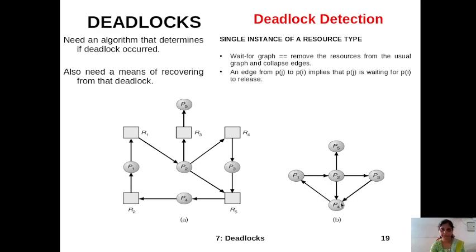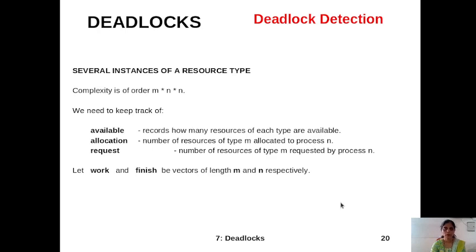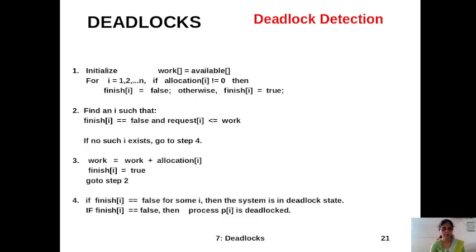So how do we work this out? We keep track of how many resources are available, how many are already allocated to the processes, and the number of requests made by each process. We use the same safety algorithm with a little modification. Instead of the need matrix, we now use the request matrix and work out the same algorithm again.